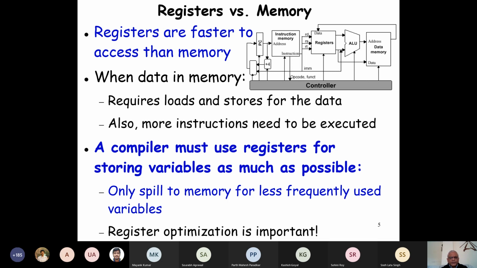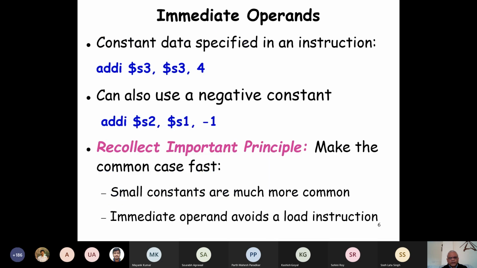So only the less frequently used variables at any point in time in the program execution are written to the memory. For the frequently used data items, it's advantageous to have them in the register. And that is the register optimization. In compiler writing, it's one of the important topics.